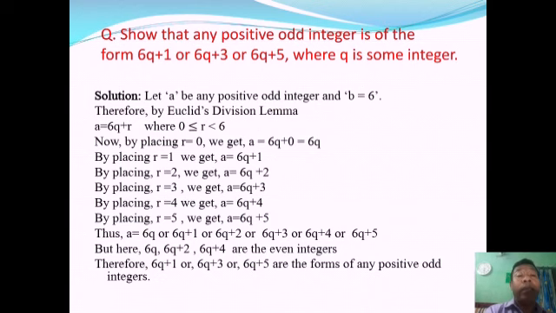Thus, A equal to 6q or 6q plus 1 or 6q plus 2 or 6q plus 3 or 6q plus 4 or 6q plus 5. Out of these, 6q plus 2 and 6q plus 4 are even numbers. But the question wants us to find out only for the odd integers. So the possible odd integers will be 6q plus 1 or 6q plus 3 or 6q plus 5, which are the forms of any positive odd integer.